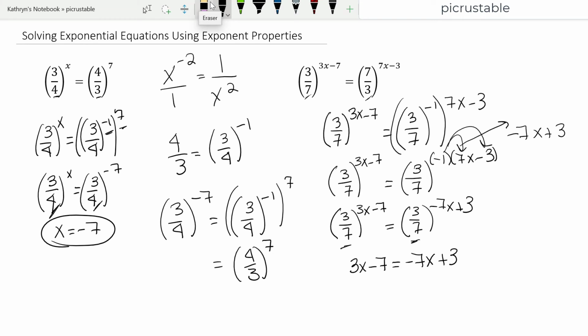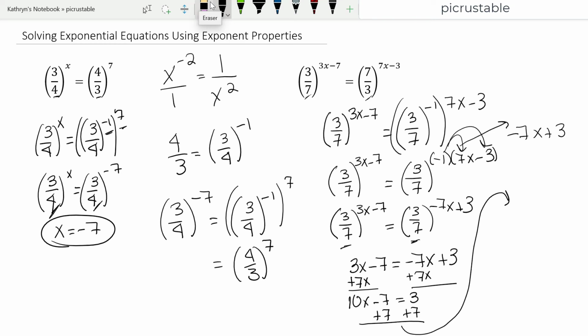Let's do some algebra. I'm going to add 7x to both sides. We have 10x minus 7 equals 3. I'm going to add 7 to both sides. I'm running out of room, so I'm just going to write it back up here. So I'm adding 7 to both sides, so I have 10x equals 10. When I divide by 10, I end up with x equals 1.